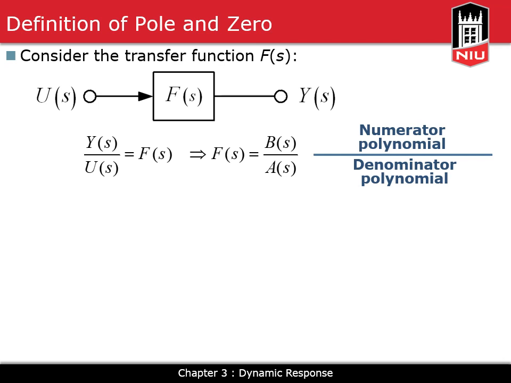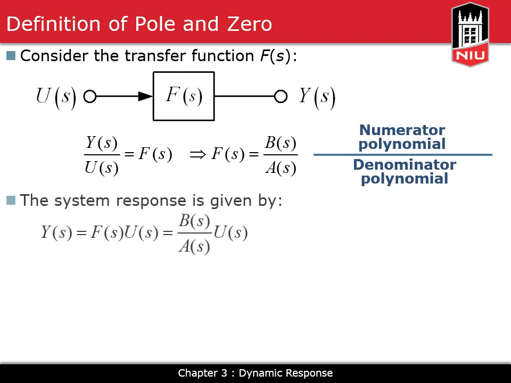F of s is normally written as a function of s, which would be a polynomial of s in the numerator over a polynomial of s in the denominator. Numerator polynomial over denominator polynomial. Here, B of s denotes the numerator polynomial. A of s denotes the denominator polynomial. The system response is obviously Y equals the transfer function of that block times its input, F times U. F, we wrote it one line above as B over A times U.